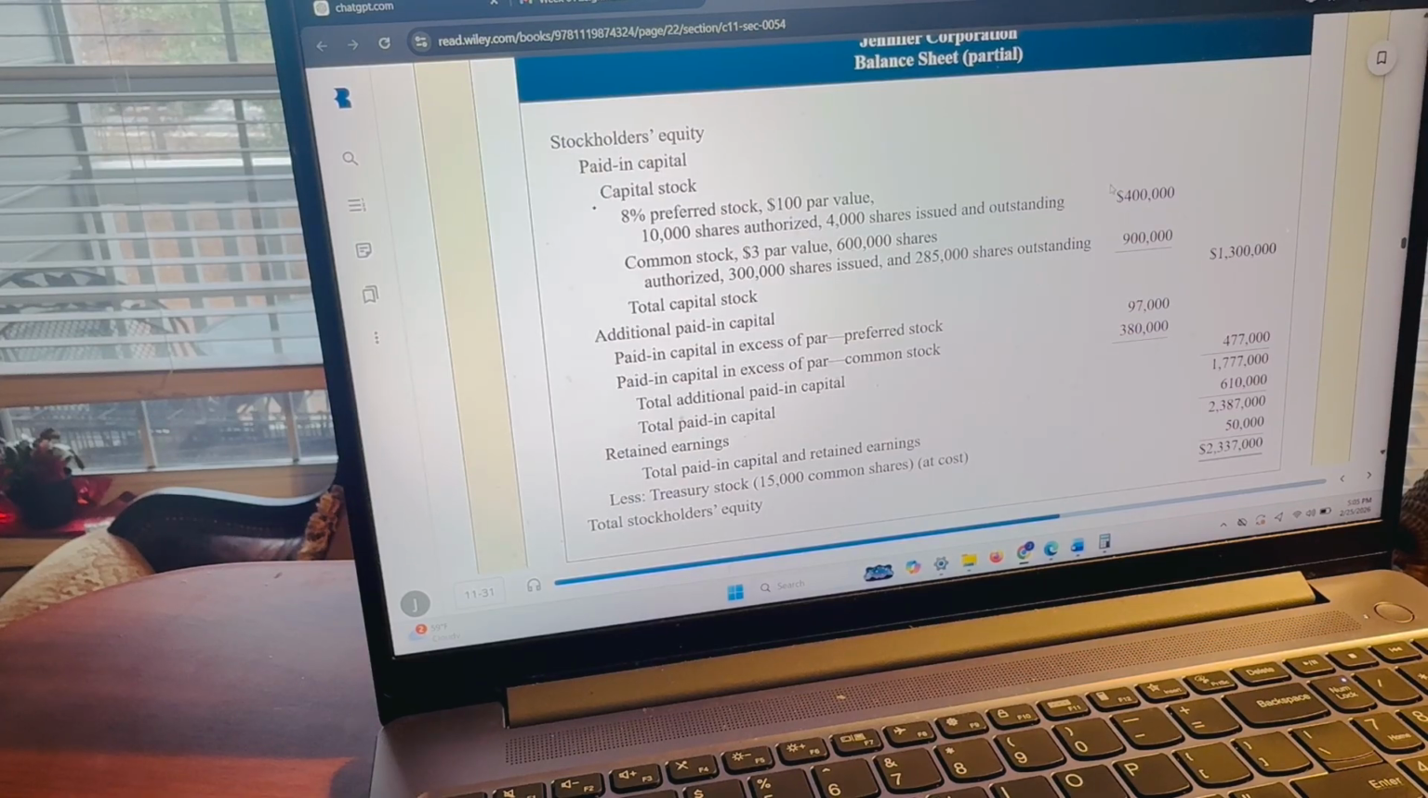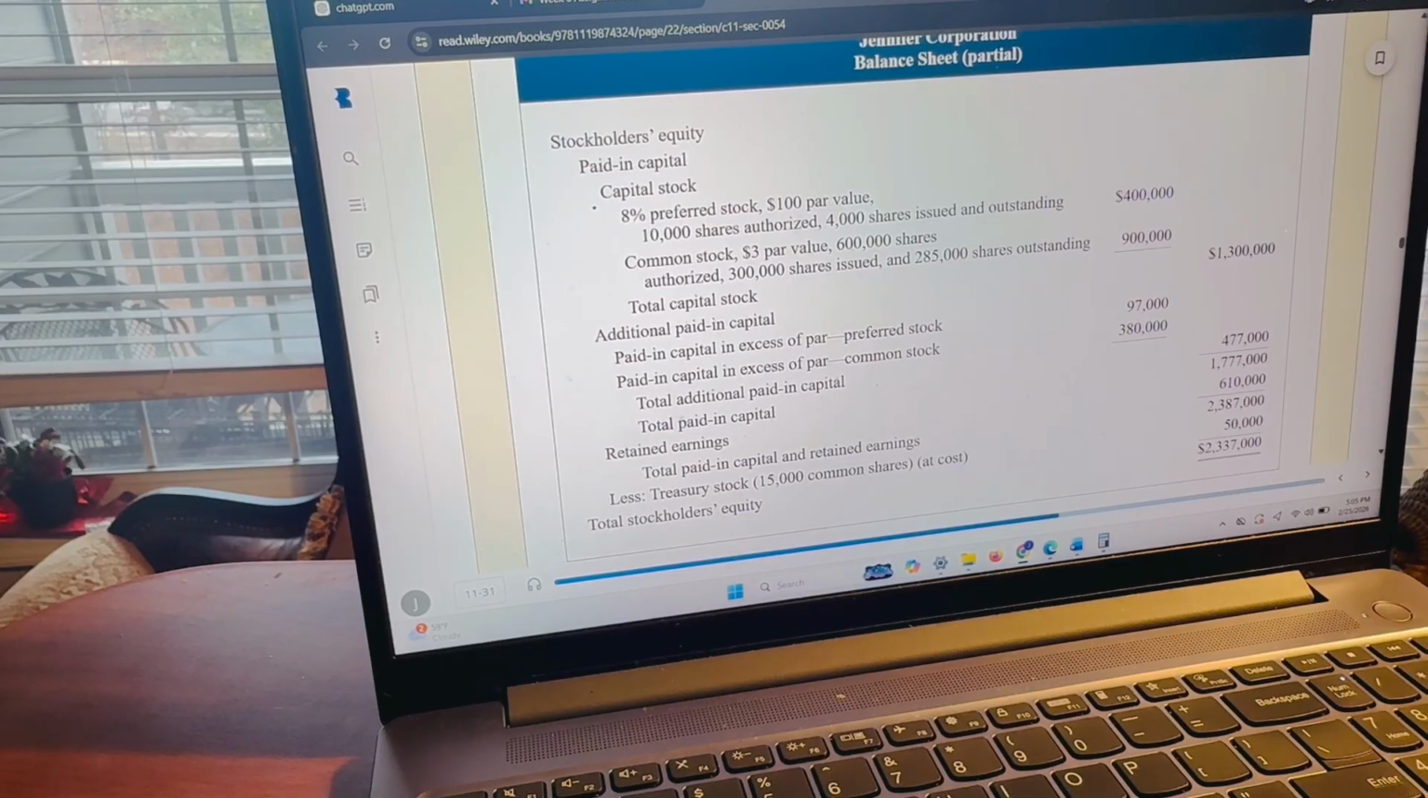All right, so these are the par values for both, and these are the additional paid in capitals for both.